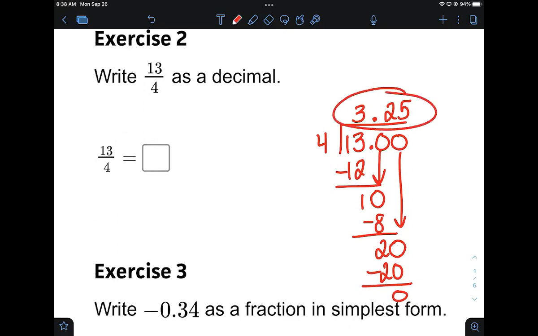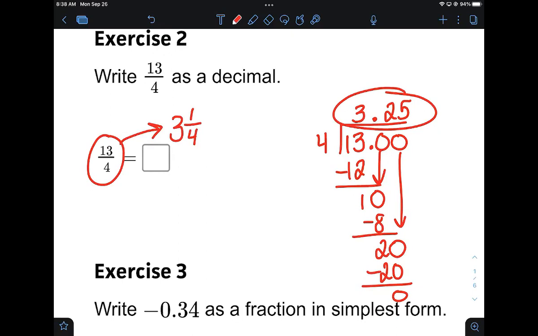Now, another way you could do that problem. How many of you think you know your fourths? Okay, quite a few of you. Another way you could do this problem is by converting this improper fraction into a mixed number. So Hugo told us that 4 went into 13 3 times. That's 12, so you have 1 left over.